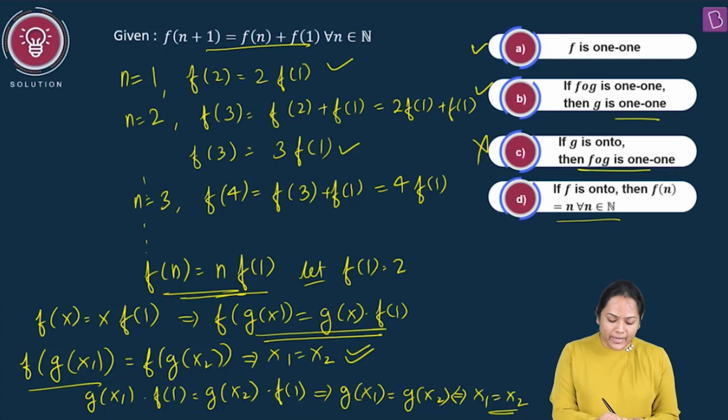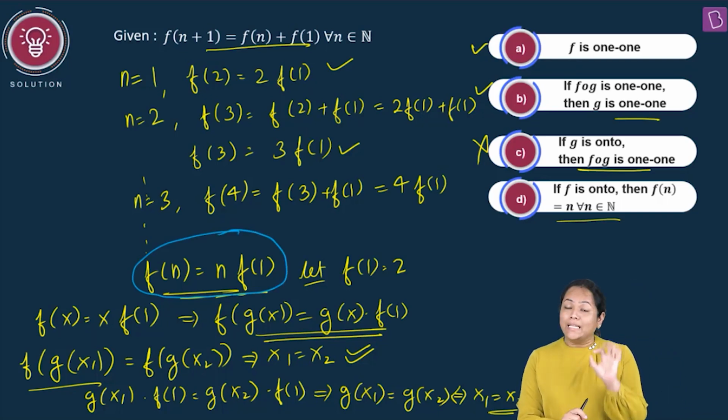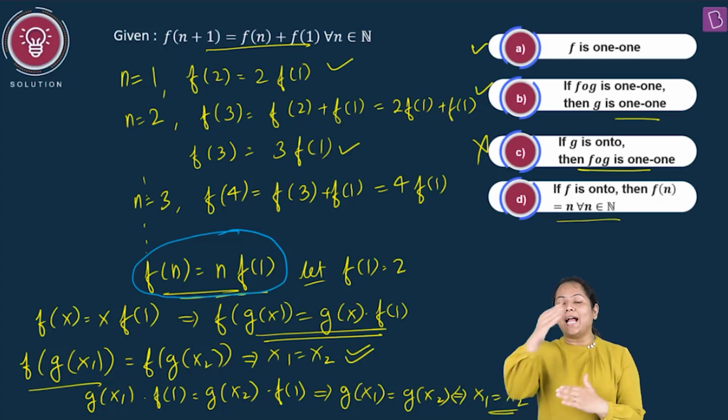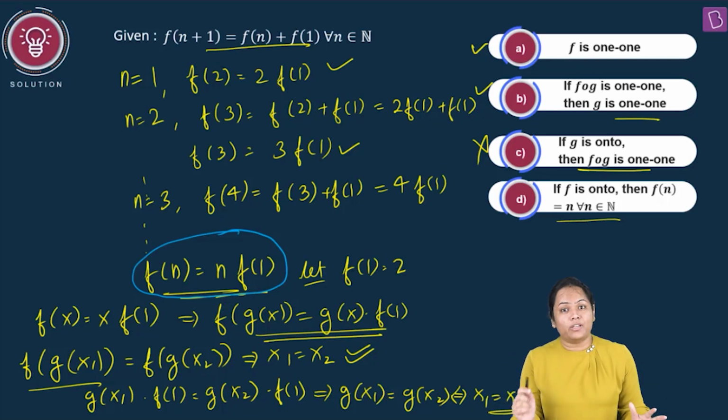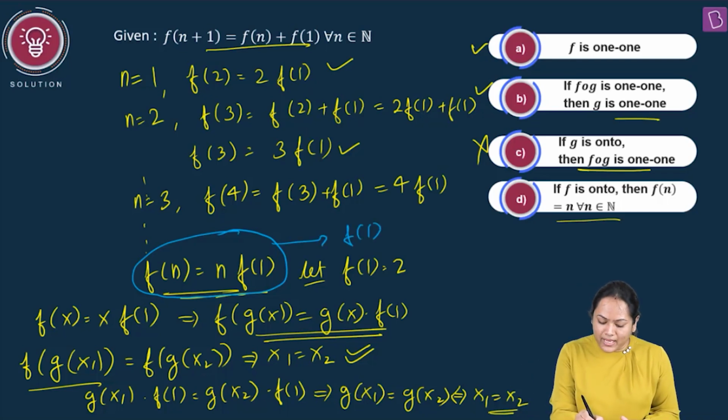So whenever I write my f of n is equal to n times f of 1 and I have to make this function as onto, that means I have to give f of 1 the smallest value possible, because then the values will keep on increasing, right? So in natural numbers, do I have a smallest value? Yes, I do. I have to put here f of 1 as 1.